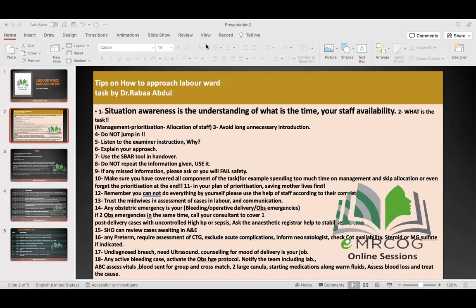Sometimes you can think, oh, I have two emergencies at the same time. What is the solution? Which one to go for? No, you don't need to go for both at the same time. One, your consultant can help you with, and the other one is yours.